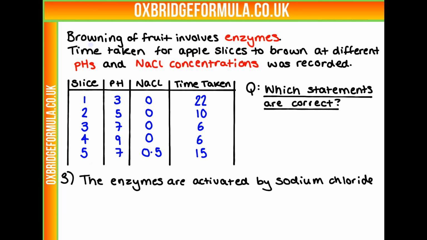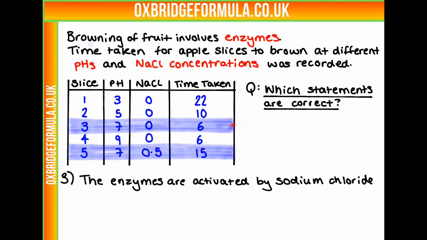Our final statement is that the enzymes are activated by sodium chloride. So how can we get this information? Well, let's compare the experiment with sodium chloride to an experiment that's equivalent just without the sodium chloride. So this one here, they're both at pH 7. One has sodium chloride and one doesn't.